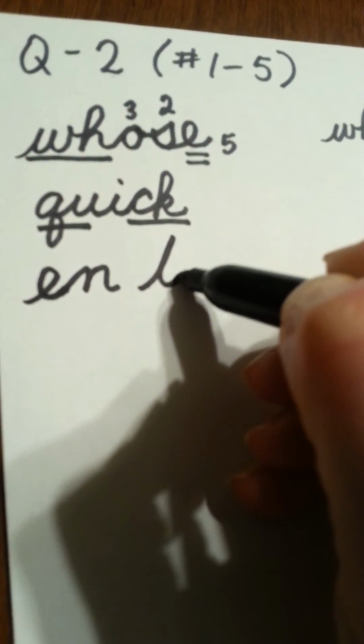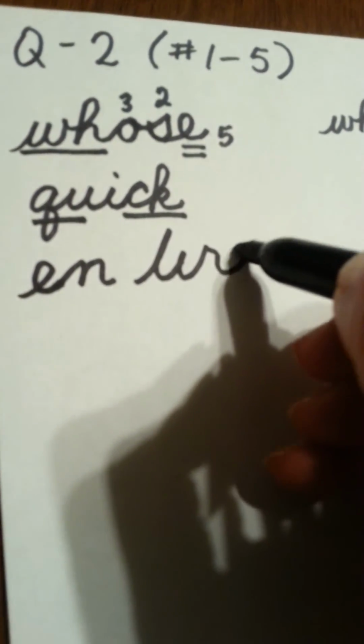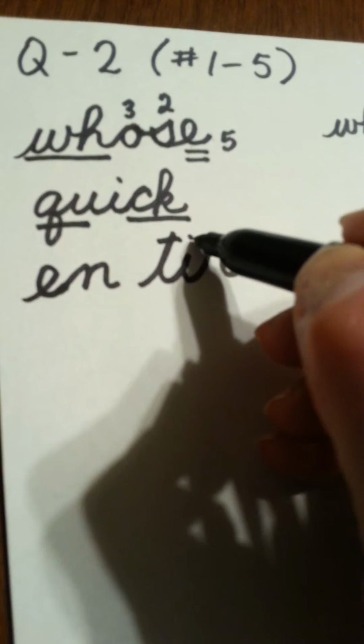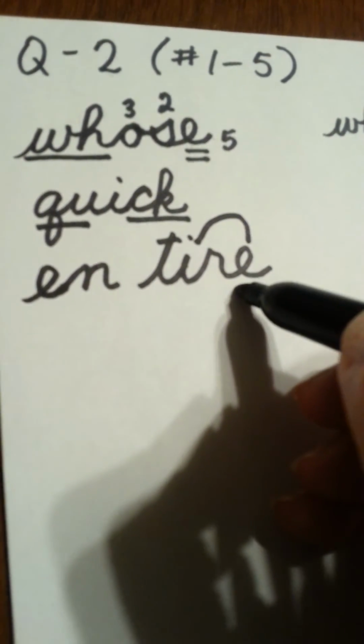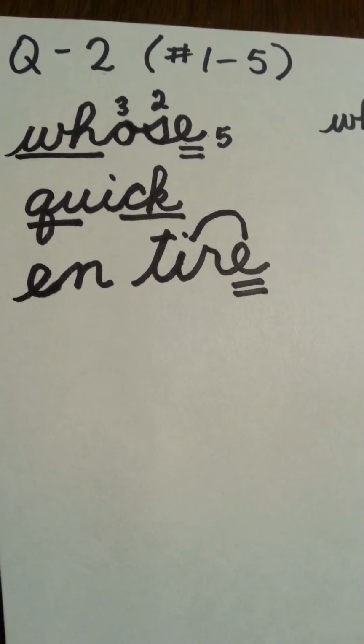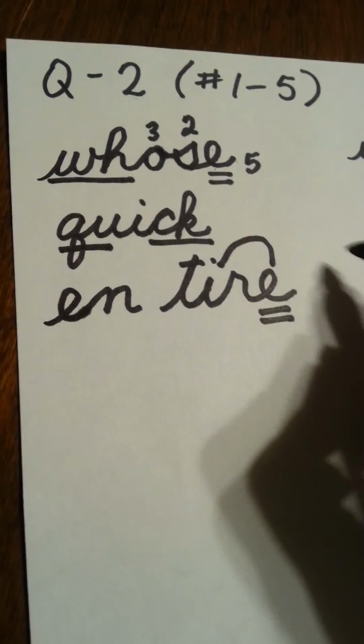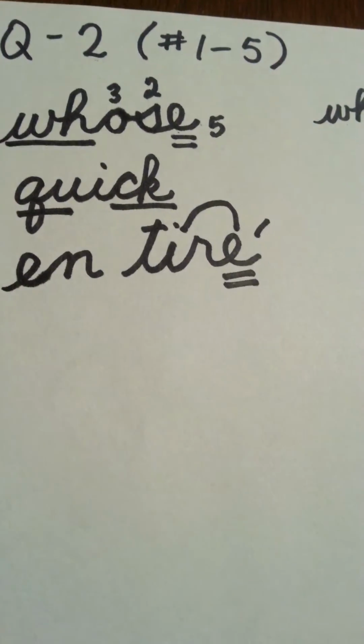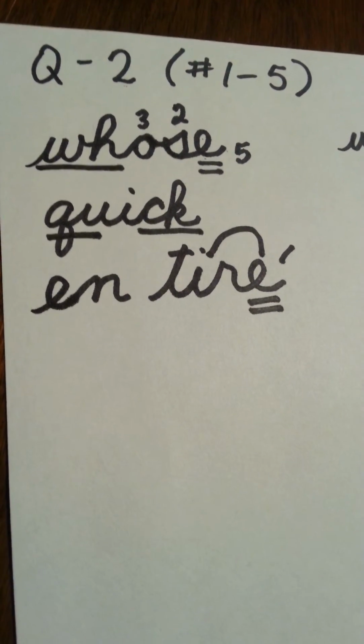T, i, silent final e. No markings in the first syllable. In the second syllable, we're going to show that that e is there to make the i say its name. Say i. Entire. Entire.